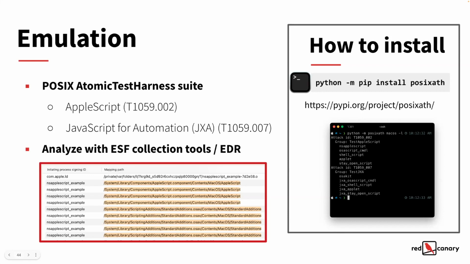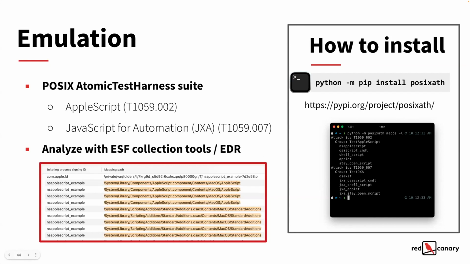Whereas on the Atomic Test Harness side of things, what are we doing? Well, we're essentially trying to enumerate all the different execution pathways that an adversary could take, so that you can see, hey, do I have visibility into this thing? Can I detect it, right? On the right-hand side, you can see how easy it is to install: python -m pip install posix-ath. You also see a screenshot of what's included in that test suite.